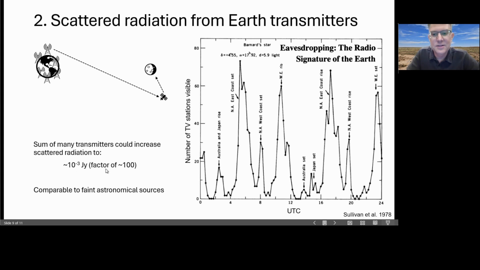So here's a great plot from a paper from the 70s where they counted up how many TV stations were visible to any line of sight in space. They were looking from a particular star. And as a function of time, as the Earth spins, you see the number of TV stations visible goes from like 0 to 80. And so there's going to be a diurnal kind of pattern to that. So you multiply by 100 and you get sort of a millijansky contribution from Gateway reflecting Earth transmitters.